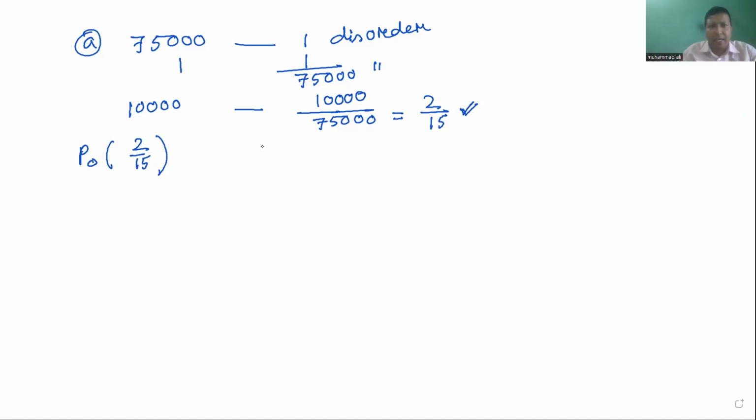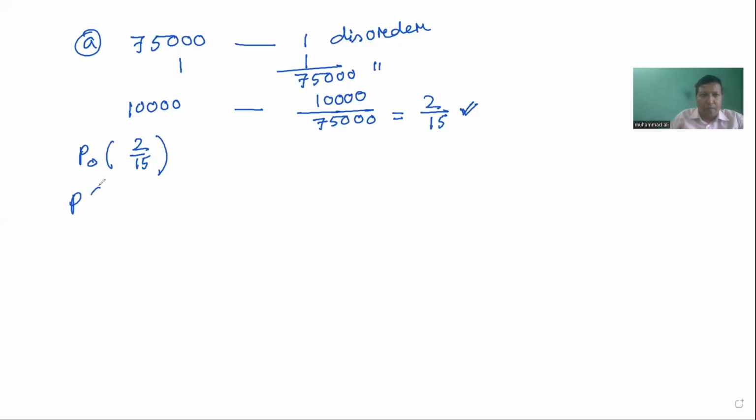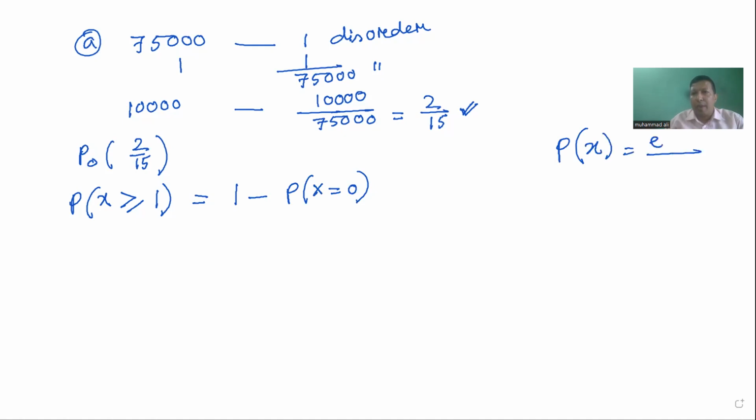Now what we want to find out? Use a suitable approximating distribution to find the probability that in a random sample of 10,000 people, at least one has the genetic disorder. So one and more than one has the genetic disorder. So we have to find probability of x greater than or equal to 1. So how do we get this? It will be 1 minus probability of x equals 0. We know the Poisson distribution formula: probability of x equals e to the power minus lambda, lambda to the power x, over x factorial.